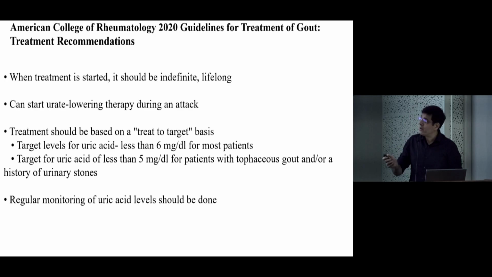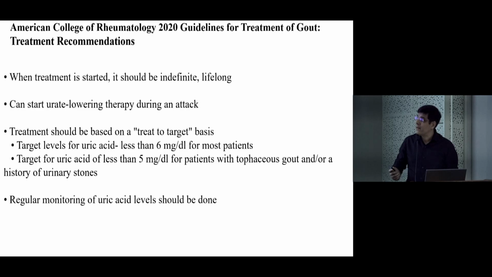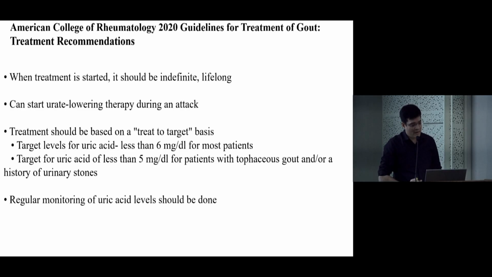So when we start urate lowering therapy, it is generally lifelong or indefinite. Unless, for example, if you're a very obese patient and have undergone bariatric surgery or are now on the newer agents to lose weight, then potentially they may not need it lifelong. Then the target should be less than 6 for most patients, and less than 5 if they have tophaceous gout or history of urinary stones.